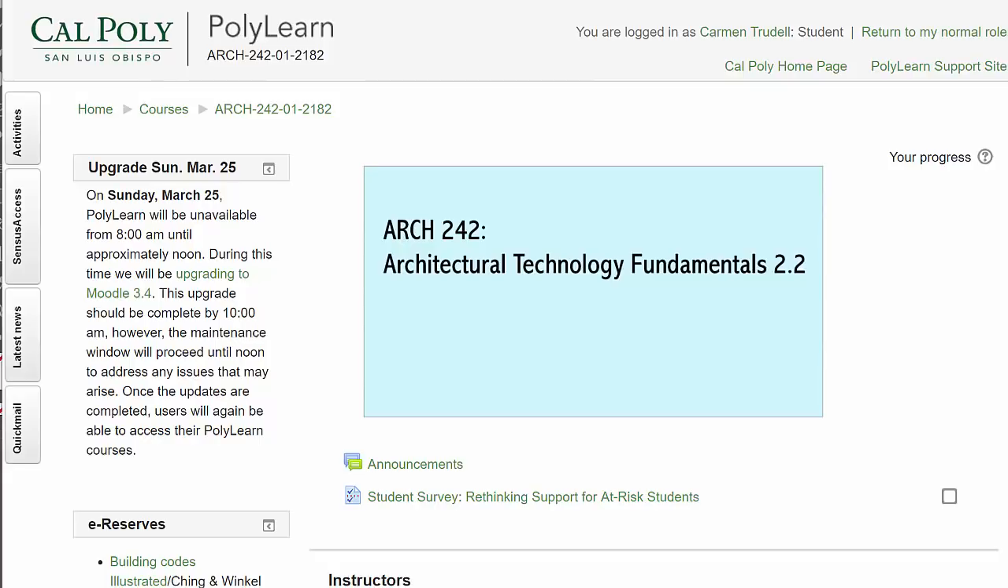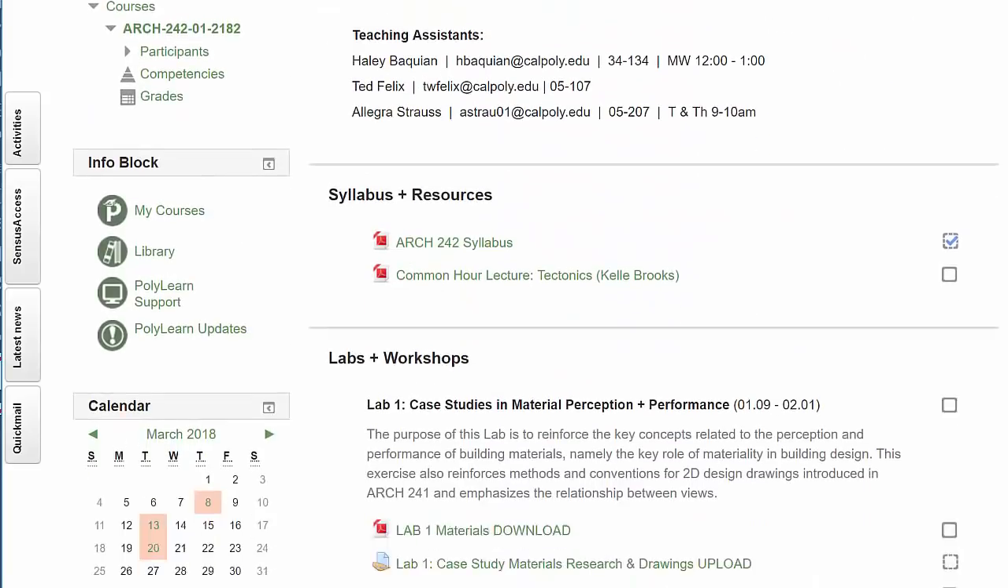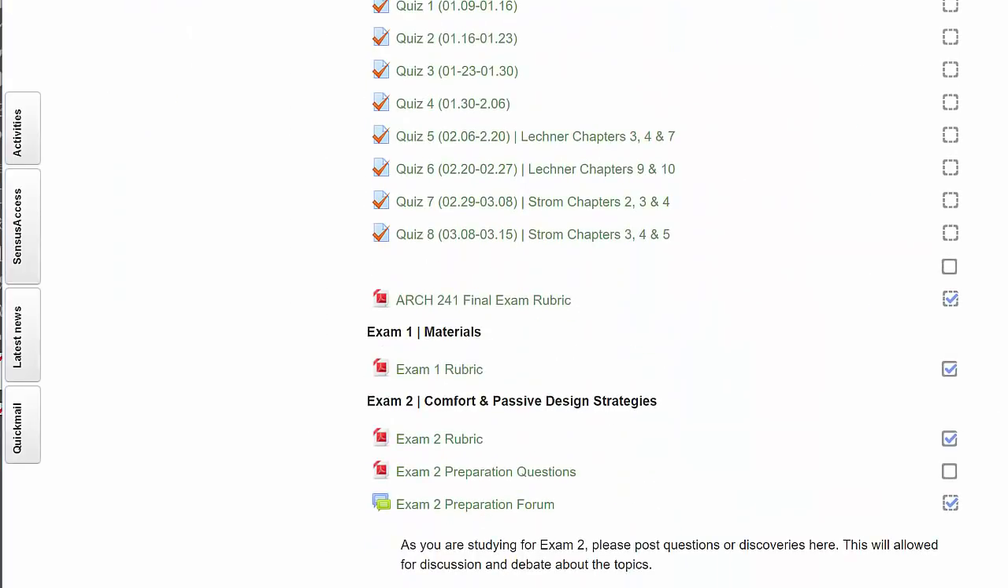Hi everybody, I just wanted to take a couple of minutes to go through exam 2 since we never had a chance to do that in class. So I'm going to go to the rubric. In PolyLearn under exam 2, we can look at the exam 2 rubric.